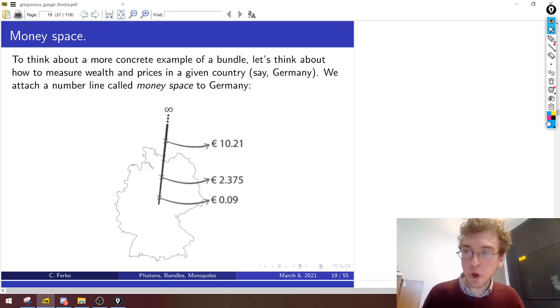Okay, so let's do something totally different. Suppose we want to think about measuring wealth and prices. So say we're in Germany, for instance. In Germany, you could think of prices as lying on a number line. Here they're all in euro, different values of prices. And we're going to imagine those different prices lying on a number line that sits on top of Germany. That number line I'm going to call money space. So there's just a number line sitting on top of a country. That's it. Okay?